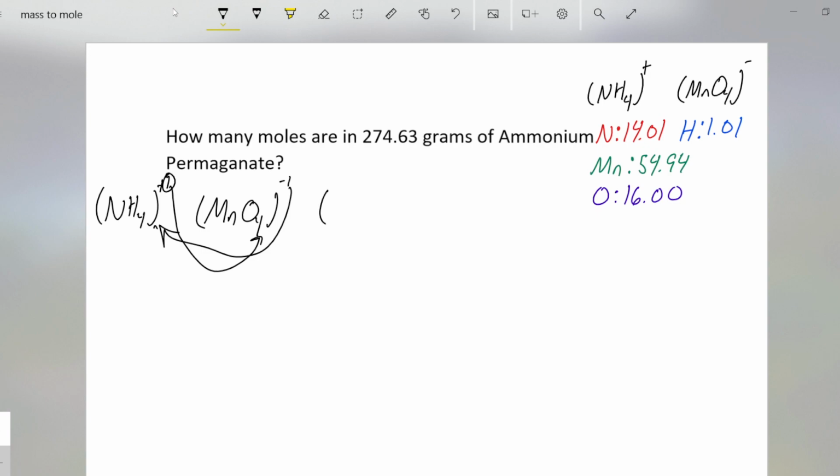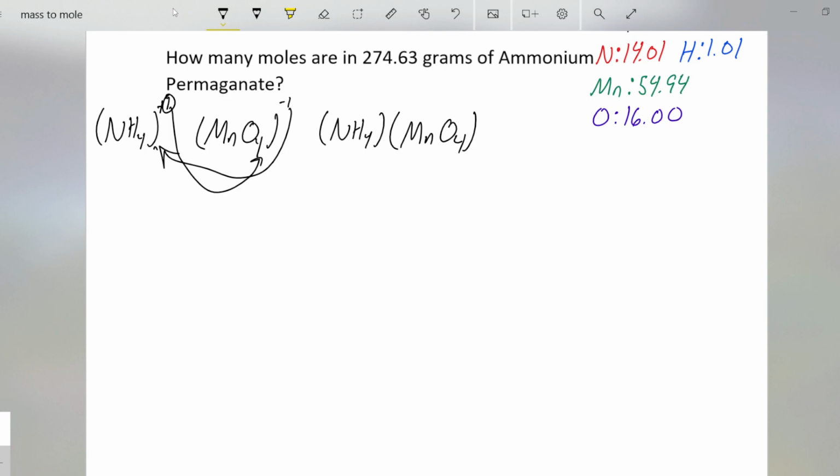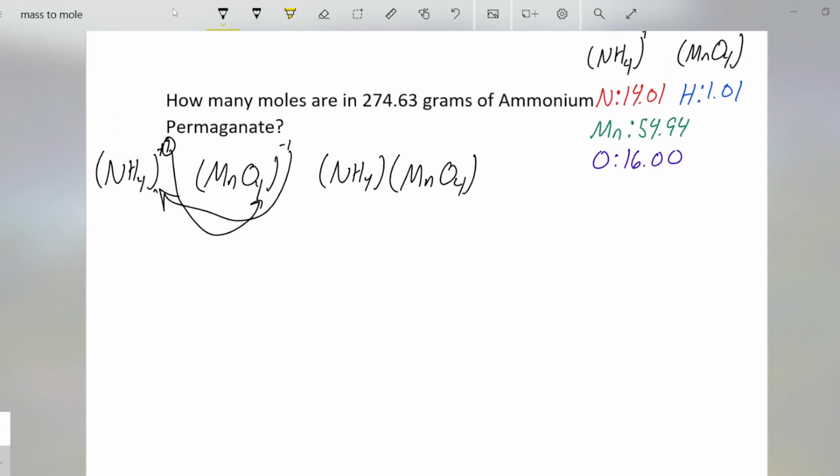So our formula for this molecule would just be NH4MnO4. Each one of these ammoniums, these NH4s, has a +1 charge, and it will cancel out each one of the permanganate's -1 charges. And so we only have one of each of these polyatomic ions in our molecule. So to get the molar mass of this whole ammonium permanganate molecule, we'll have to look at how many nitrogens there are. It turns out that there's a total of 1, and that has a molar mass of 14.01 grams per mole.